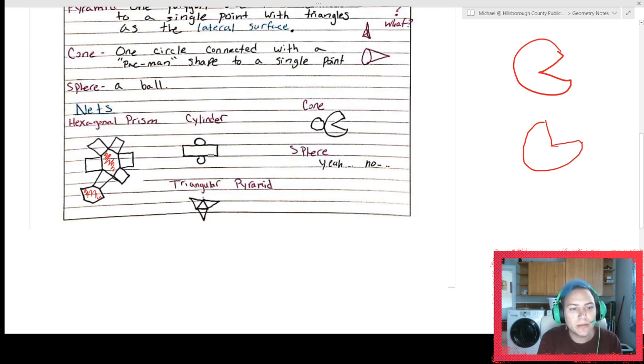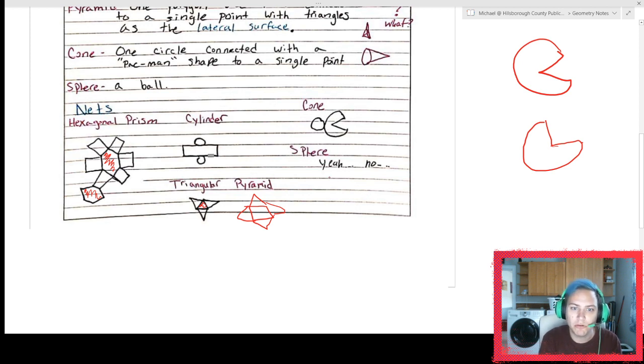The triangular pyramid, I showed an unfolded triangular pyramid. You can see there's a triangle on the bottom that would represent the base, and then I got each triangle on the side that folds up to make it. Same thing for a rectangular pyramid. You'd have a rectangle for the base and then a bunch of triangles on each side. And you'll notice the number of triangles is always equal to the number of sides of the base. Same thing over here. The number of rectangles is equal to the number of the sides of the base. That will always happen. A cone is, like I said, a circle with a little Pac-Man shape.